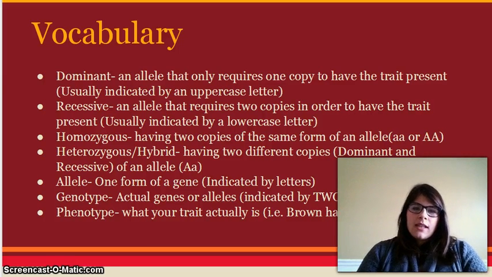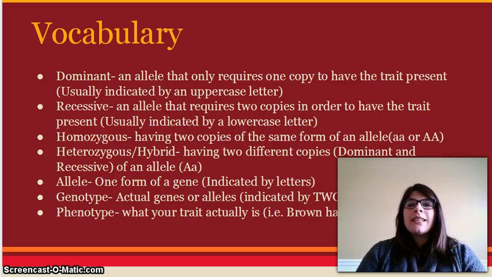So what is dominant? Dominant is an allele that only requires one copy to have the trait present. So in a trait like brown hair, you only need one of those alleles. You get one from your mom, one from your dad. Well, you only need one dominant in order to have brown hair. But if you were going to have blonde hair, you need two recessive traits.